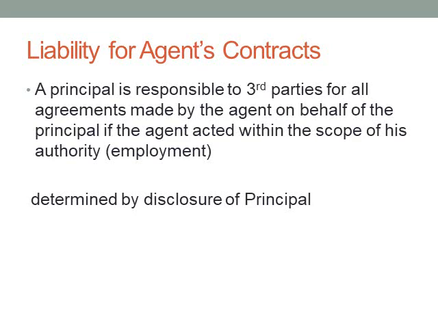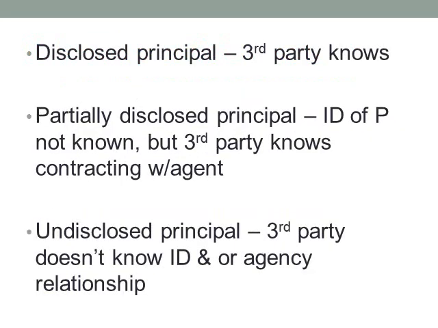So in determining liability for a contract formed by an agent, it's going to turn on whether or not the principal was disclosed in some way to the third party. So, disclosure of the principal. We have a disclosed principal. That's the obvious one. The identity is known by the third party at the time the contract is made by the agent. That's the easy one. Partially disclosed principal. The identity is not known by the third party, but the third party knows that the agent is or may be acting for a principal at the time the contract is made.